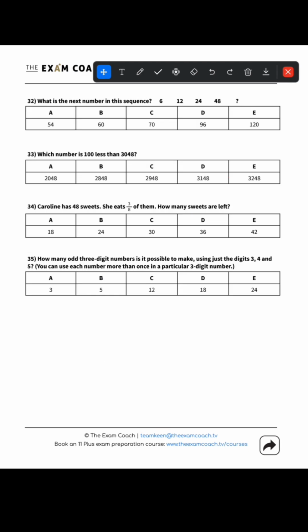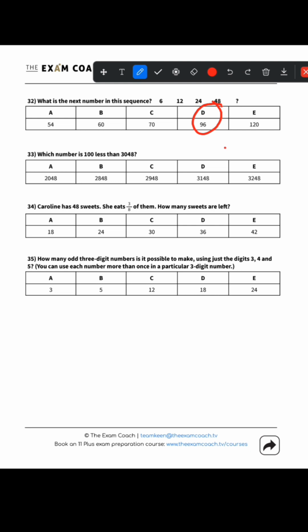What's the next number in this sequence? Looking at the sequence, you see that it keeps multiplying by 2. 6 times 2 gives us 12. 12 times 2 gives us 24. 24 times 2 gives us 48. So to get the next number, multiply 48 by 2. That'll be 48 times 2, which is 96.